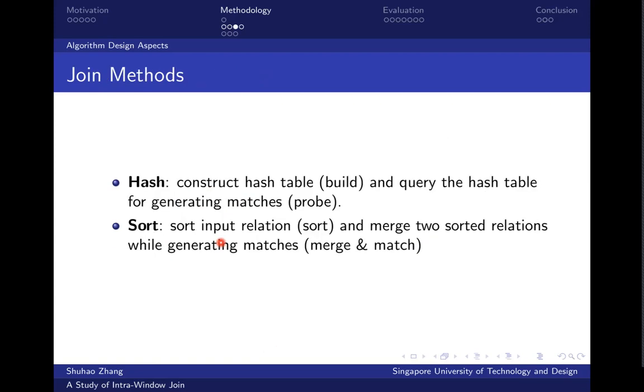The second design aspect is join method, namely hash or sort. A hash-based algorithm always follows the principle of build and probe, where build is to construct the hash table and probe is to generate matches by querying the hash table. A sort-based algorithm always follows the principle of sort and merge, where the sort is to sort both the input relations, and the merge is to merge the sorted relations while generating matches.